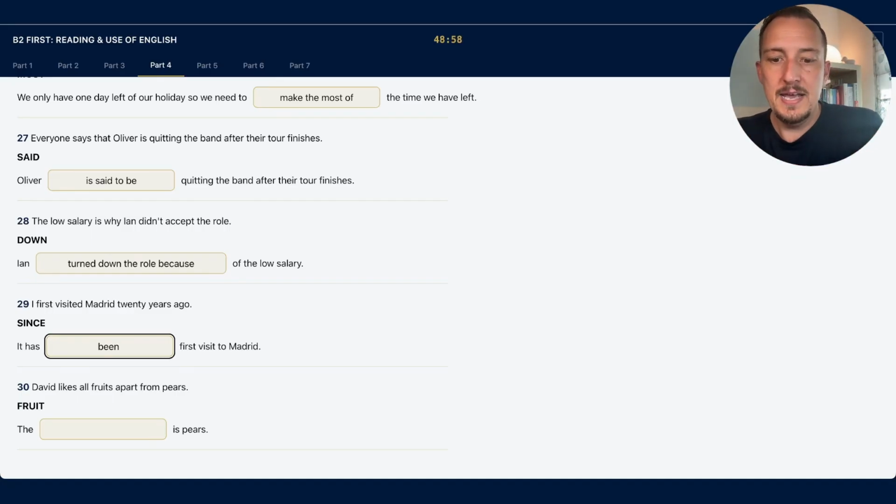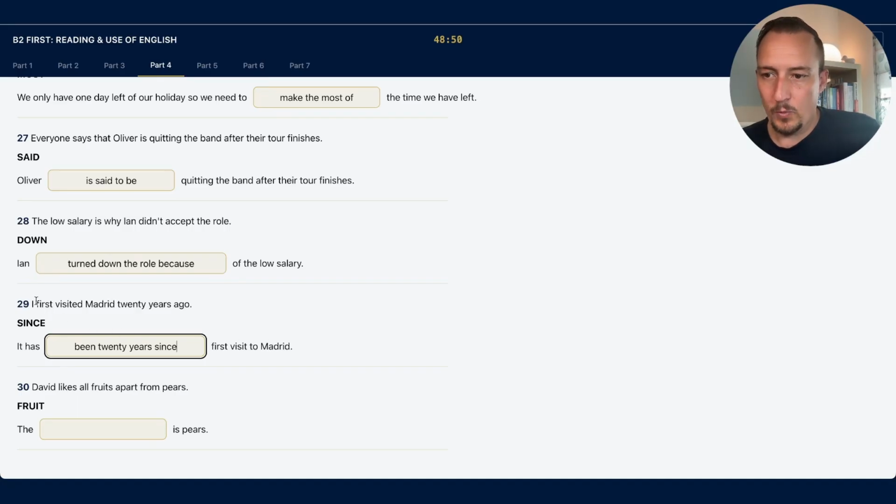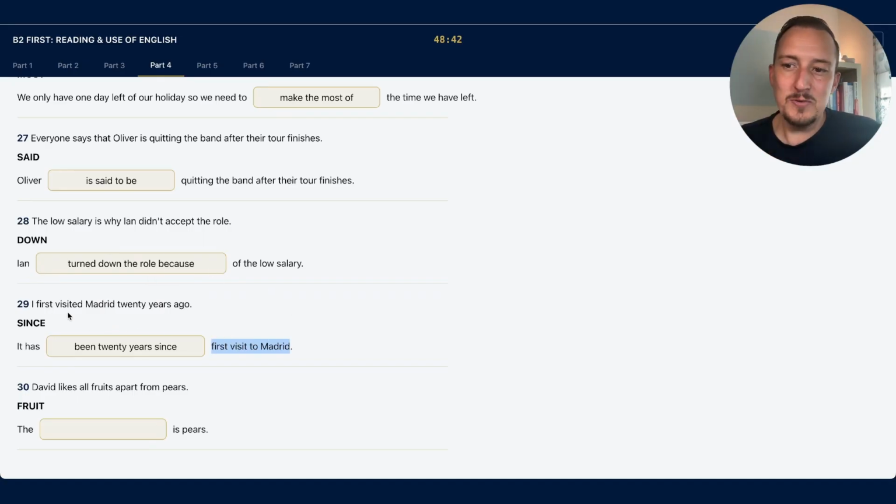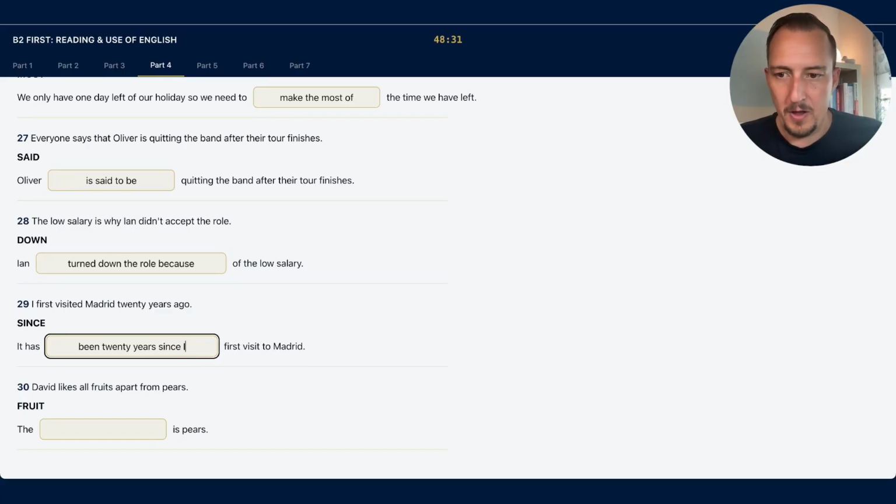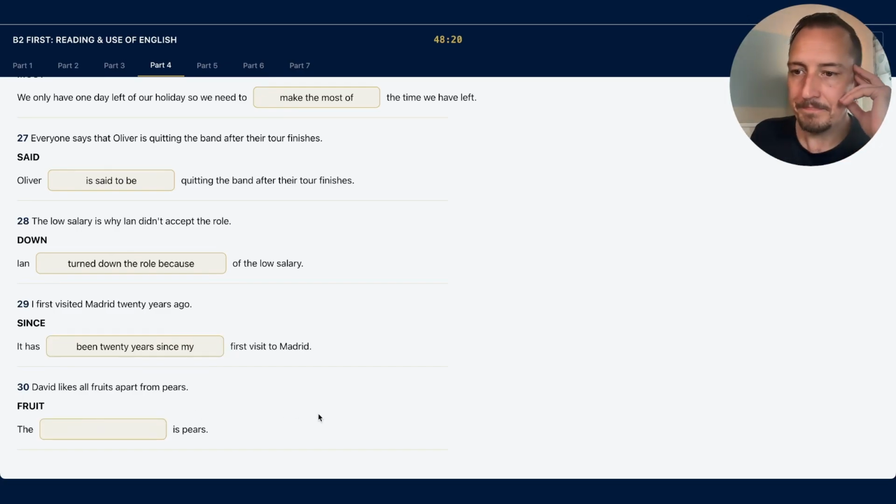So what we need to do is just say 20 years. So it has been 20 years since. So we've transformed and we've worked out all this bit here. Now, what happens next? First visit to Madrid. Notice how it's not visited in the second sentence, it's visit. So they're not using the verb, they're using the noun. So we can't use I because there's no verb after it. So actually we use my. So it has been 20 years since my first visit to Madrid. That's the correct answer.